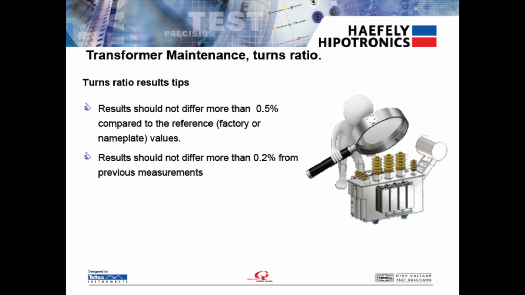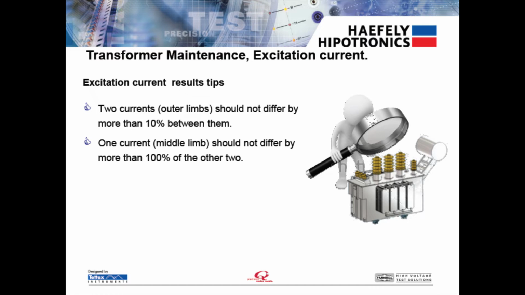So some tips for turns ratio. Like I said before, the results should never differ more than 0.5% from what's written on the nameplate. And your results should not differ more than 0.2% from previous measurements. Measuring excitation current, your two currents on your outer limbs should never differ by more than 10%. And your middle limb should never differ by more than 100% from the other two.